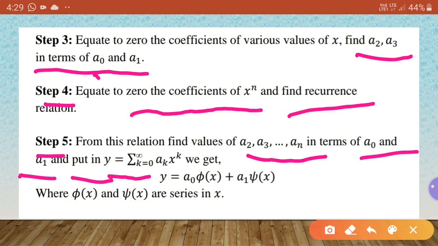What is the given solution? y equal to summation ak x to the power k. Now if we put all these values, we will get y equal to A0 into phi of x plus A1 into psi of x, where phi of x and psi of x are nothing but series in terms of x.